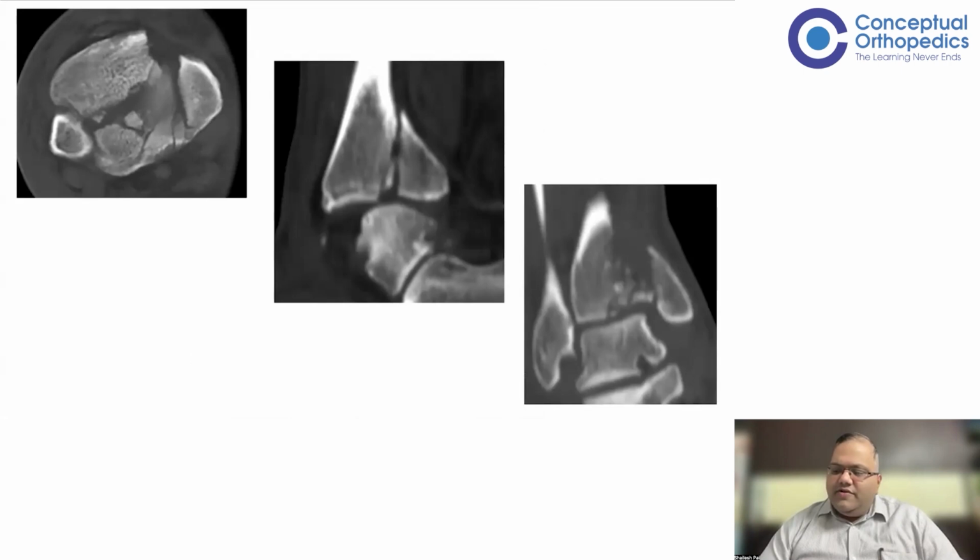Okay. So what I was talking of is these fragments.